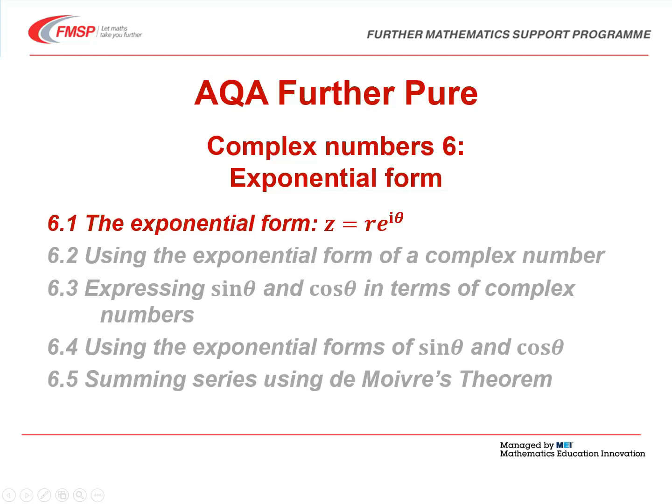This is a video for AQA Further Pure, complex number 6, exponential form. 6.1, the exponential form z is equal to r e to the i theta.